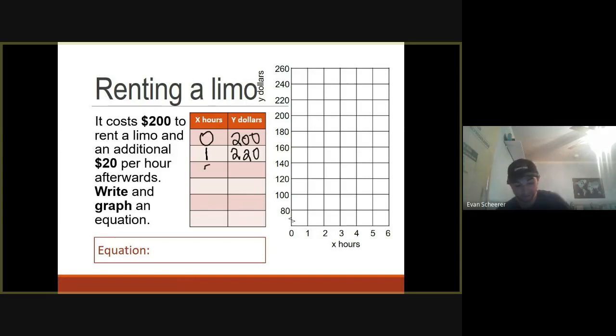If you go in the limo for 2 hours, it's $240. Notice you're increasing $20 per hour. That's what this part means. An additional $20 per hour afterwards, right? So as we increase 1 hour, we go up $20. Now we have 3 points here, so let's graph.